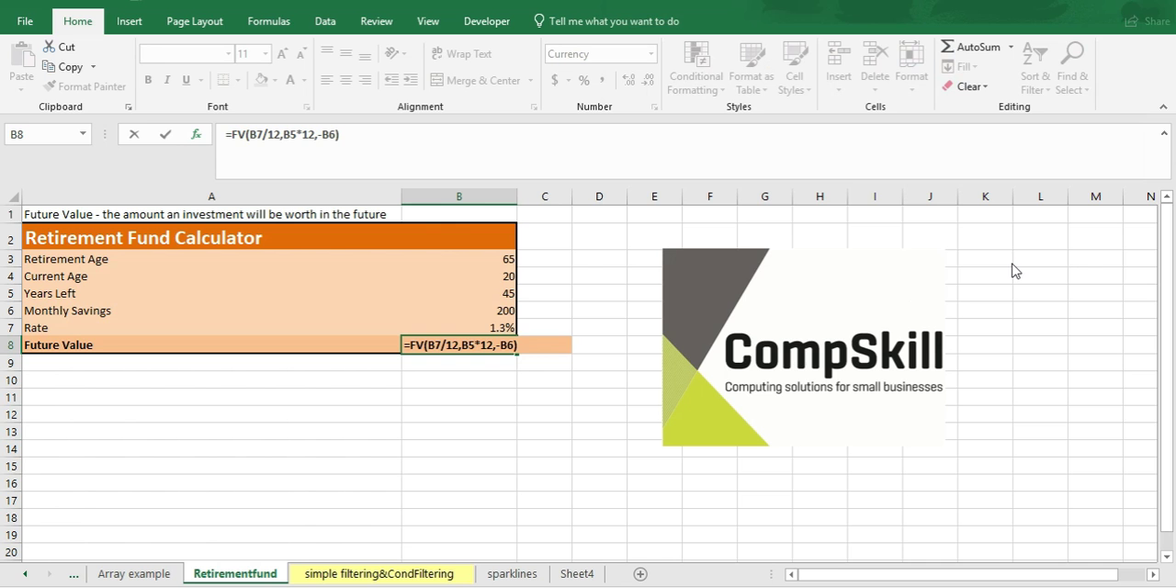So we'll hit OK, and we can say if we save $200 every month for the next 45 years at a conservative 1.3% interest rate, we're going to be able to save on that amount alone $146,662.65. So that's using the future value function.